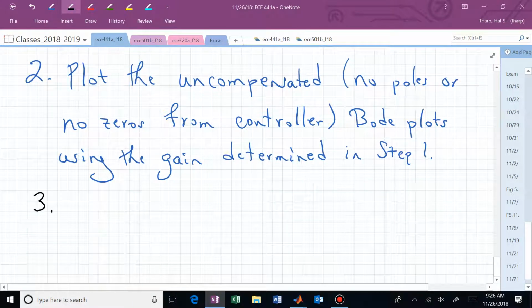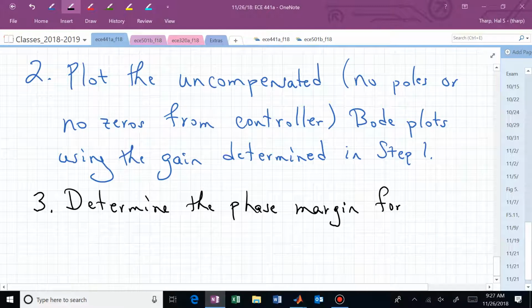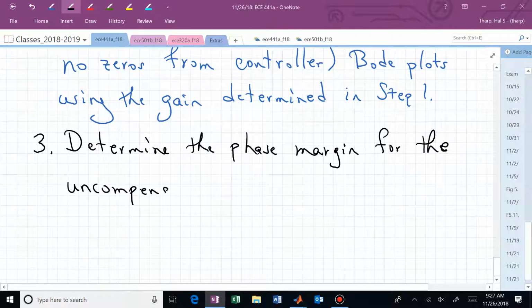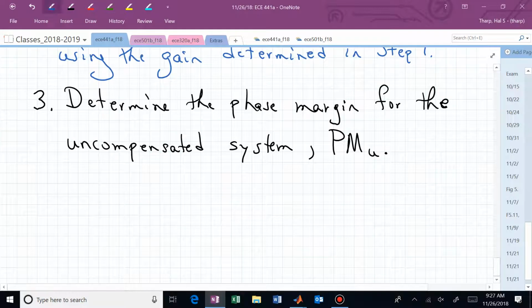Now what we want to do is determine the phase margin. And you know how to do that, or you will after you've worked homework number 8. So determine the phase margin for the sketch that you just created, which was for the uncompensated system. And that we are calling PM sub U. Now we get to ask some questions.